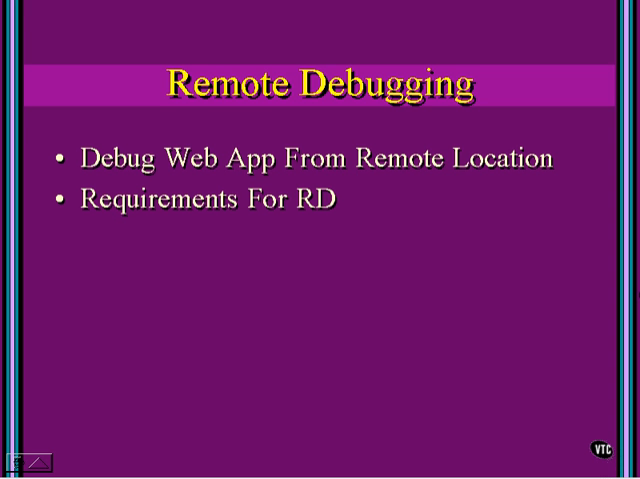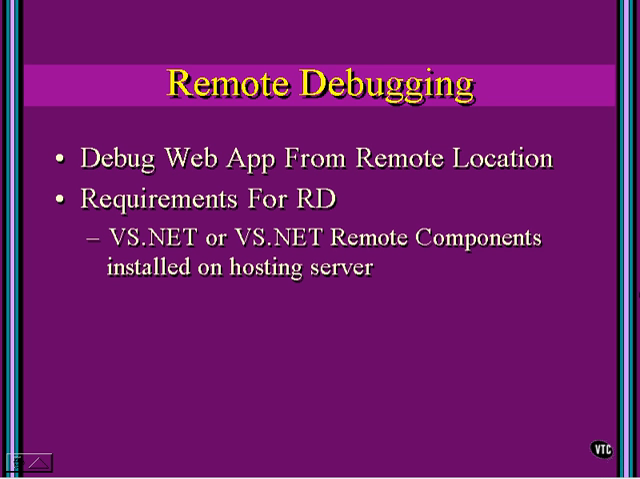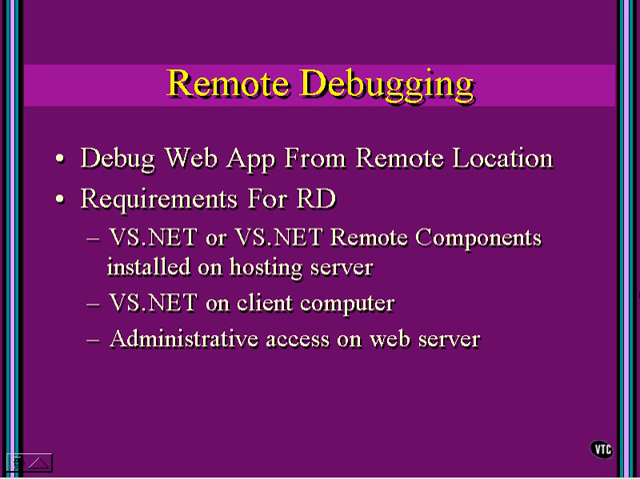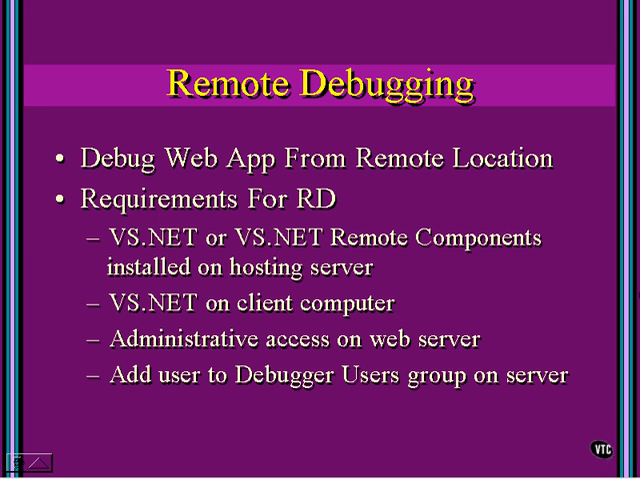Now, just be aware of some of the requirements for this. First of all, you need Visual Studio or Visual Studio.NET remote components installed on the web server or the hosting server. So you need one of those two on there. Then on the client computer that you're going to remote debug from, you need Visual Studio.NET on that machine. Now you need administrative access on the web server, so make sure that you know how to connect to the web server with administrative privileges.